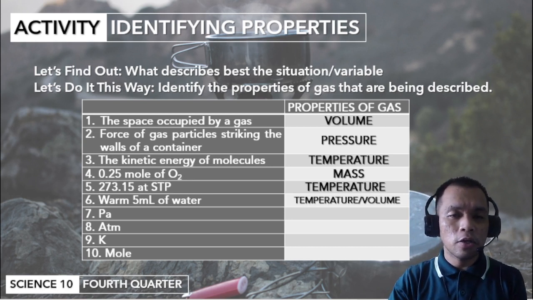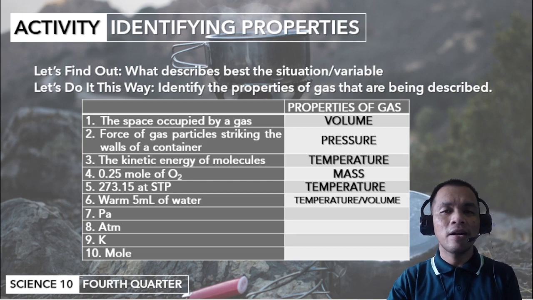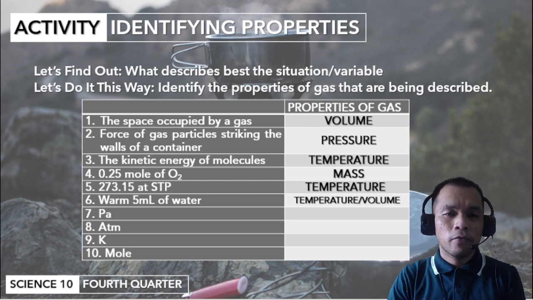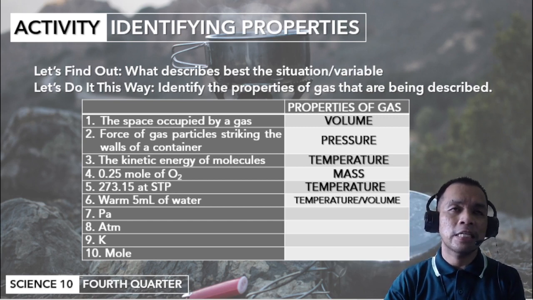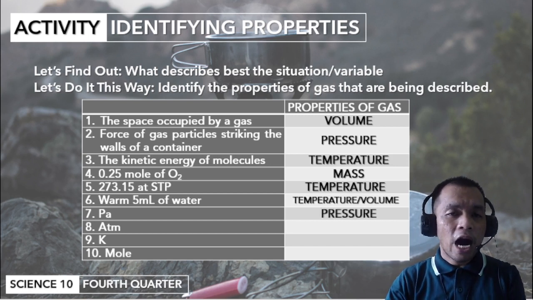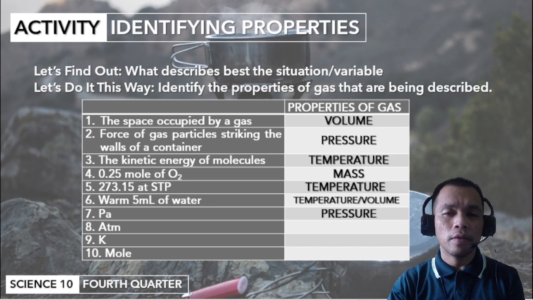Okay, for the next items, number 7 to 10, we have the units of measurement, and kindly give me the properties of the gas being described or asked in the item. For number 7, we have Pascal. What is the answer? That's correct. We have pressure. How about for number 8? Atmosphere. Yes, correct. That is still pressure.